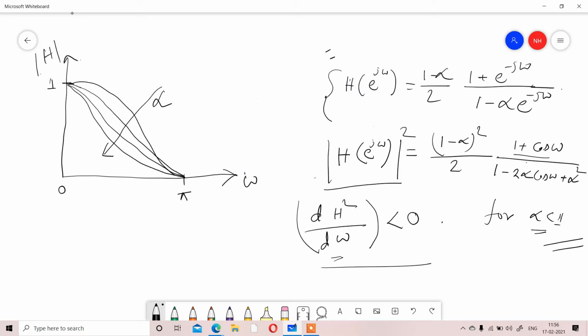And for this filter, what should be the omega c value? Omega c is called the cutoff frequency. Omega c must be that value for which you will get the magnitude 1 by root 2.